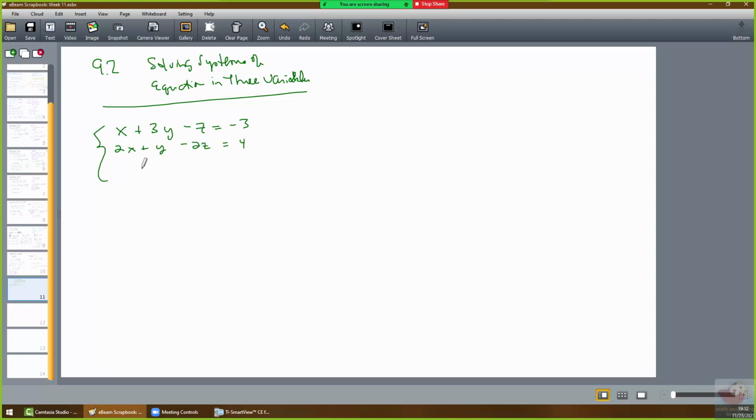Let me write this down. So our equations are x plus 3y minus z equals -3. 2x plus y minus 2z equals 4. And 3x plus 4y minus z equals 7. Our job is to find the ordered triple x, y, z. That helps us solve, that will work for every system.